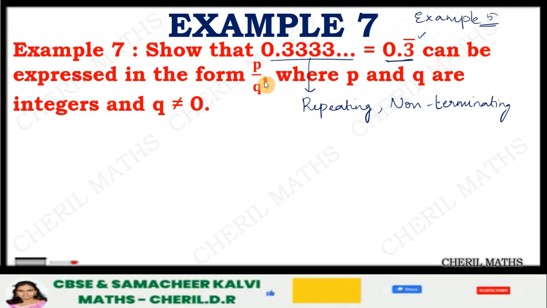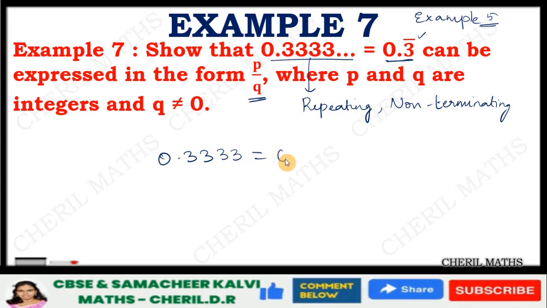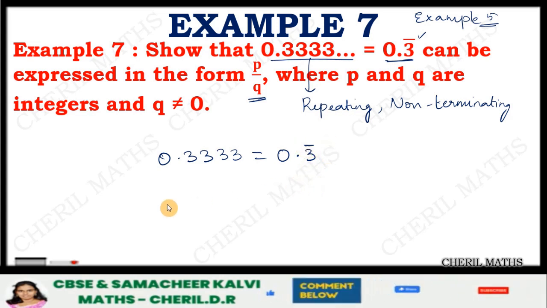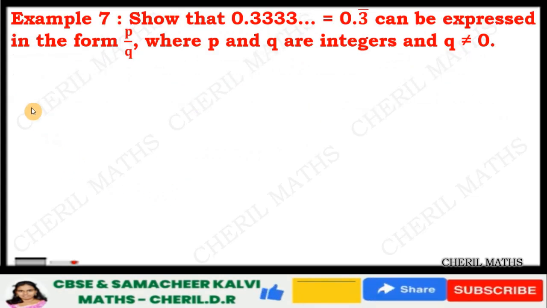So it can be expressed in the form p by q, where p and q are integers and q is not equal to 0. So please be very careful, children. Here the given number is 0.3333, and this we can write as 0.3 bar. Okay, this is how you are going to take it. So let's get into the solution of this.